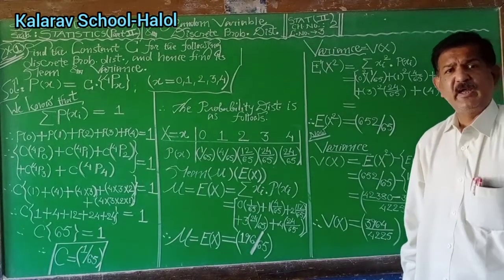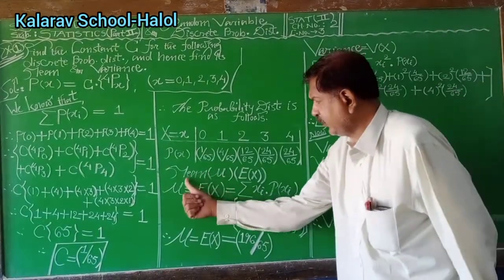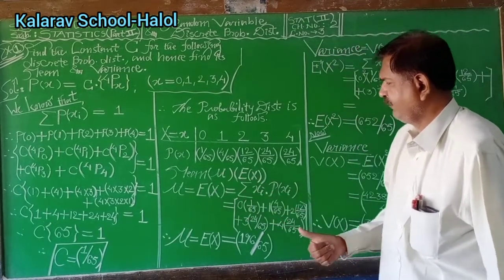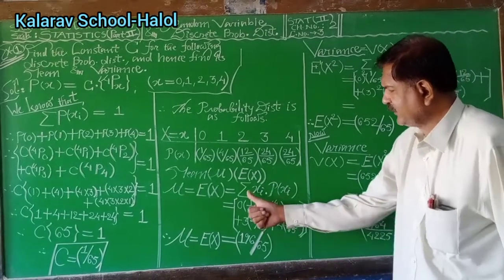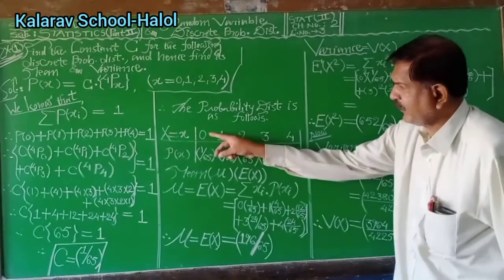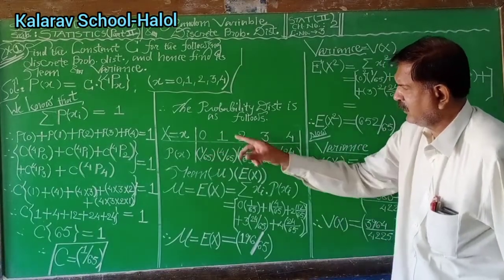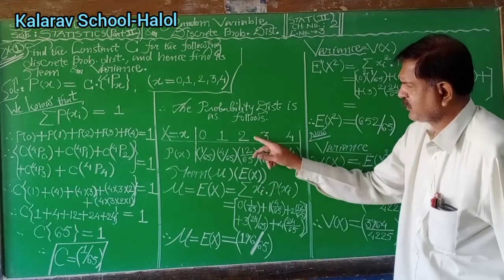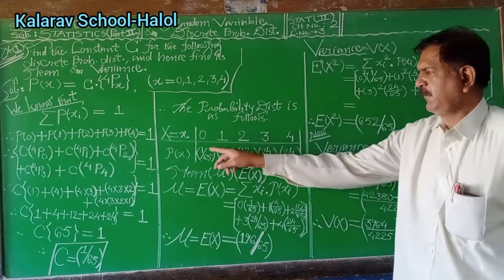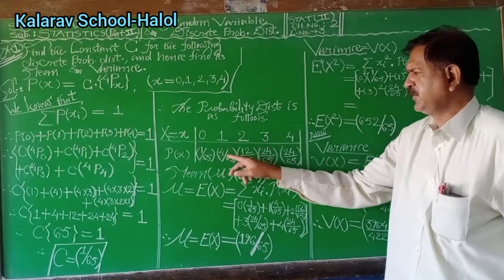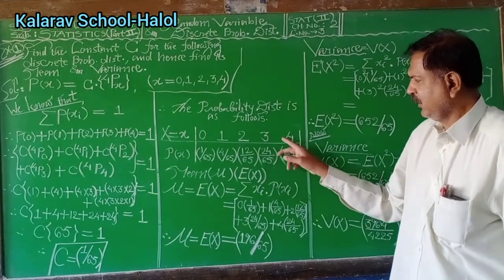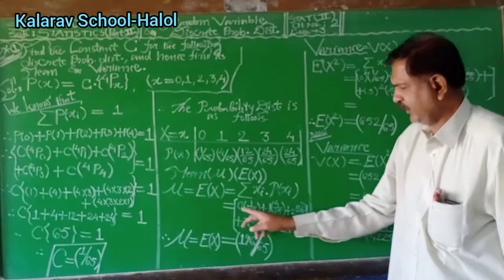And we have to determine the average value, means mean. Mean is denoted by notation mu or expected value of x, E of x. Mu or E of x is given by sigma xi into probability of xi. Means this variable into its probability plus this variable into its probability, and so on. 0 multiplied by 1 upon 65 plus 1 multiplied by 4 upon 65 plus 2 multiplied by 12 upon 65 plus 3 multiplied by 24 upon 65 plus 4 multiplied by 24 upon 65.